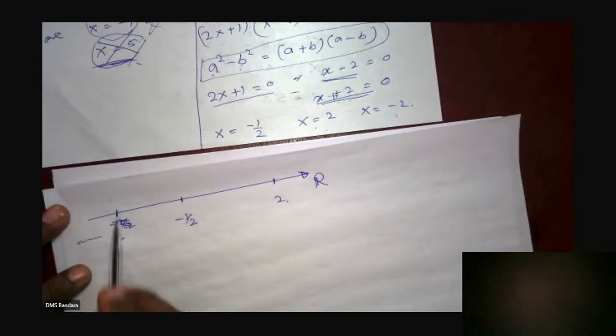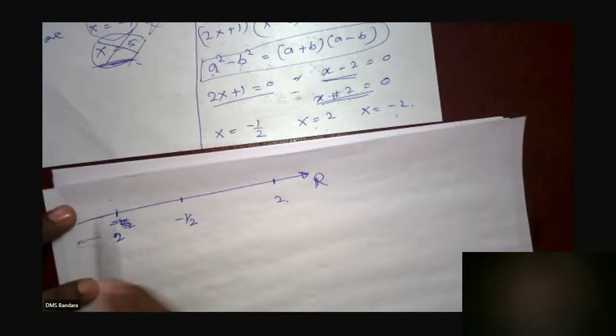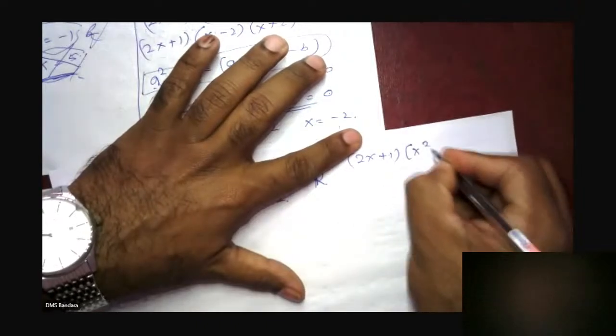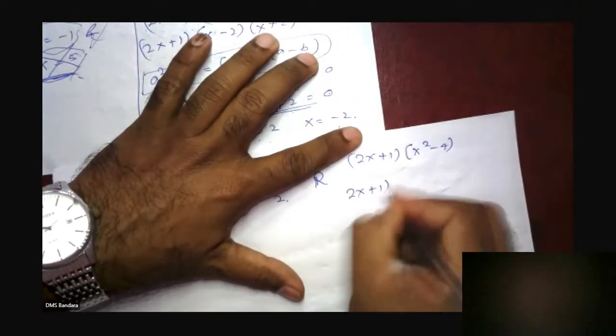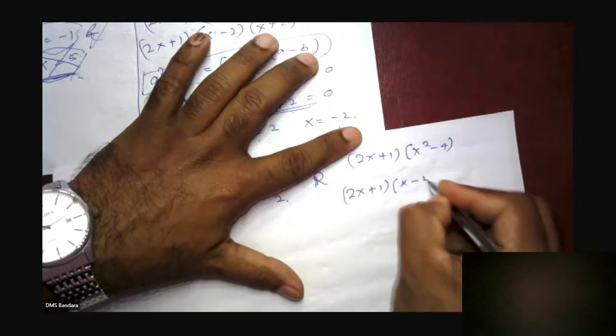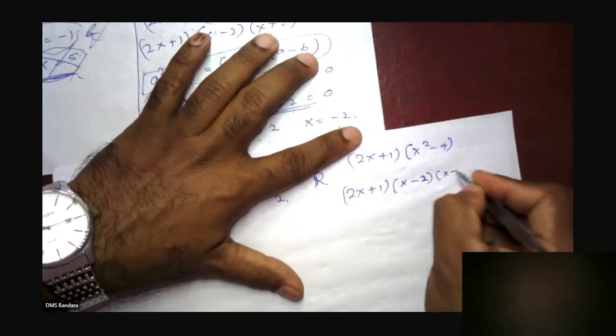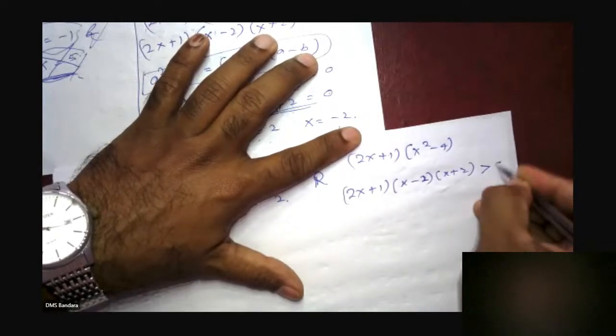We have this part. The x values we can get from the left side of the minus 2. For this inequality, what's the inequality? 2x plus 1 over x squared minus 4. Or we can write it as 2x plus 1 over (x minus 2)(x plus 2) greater than 0.